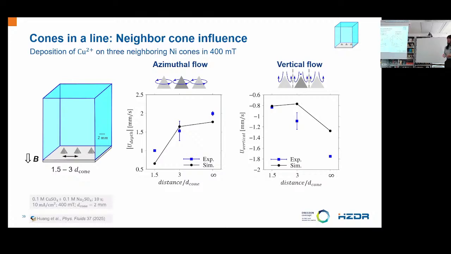And with the decreasing cone distance, we have decreased azimuthal flow velocity. On the right is the vertical flow velocity from right to left. Again, we have a weaker flow if the cones come closer to each other. But even at the smallest cone distance considered here, we still get a negative sign of the velocity, meaning a downward beneficial flow. So we see that the magnetic gradient force is quite promising. It could generate such beneficial flow and enhance the mass transport, even when the neighbor cones come closer to each other.